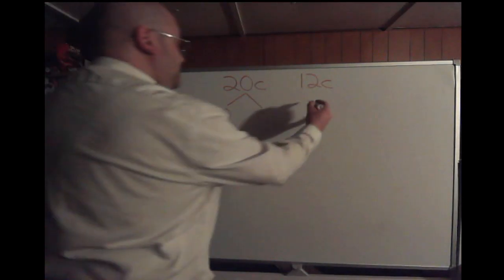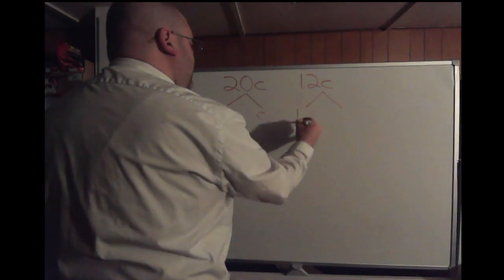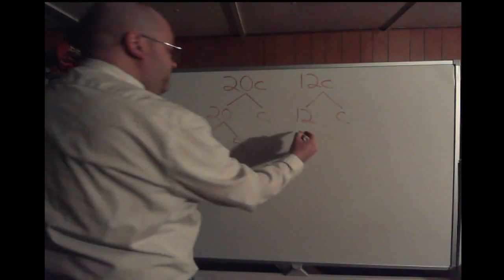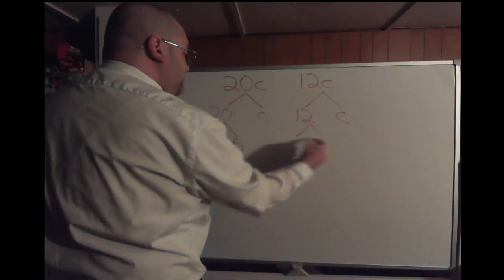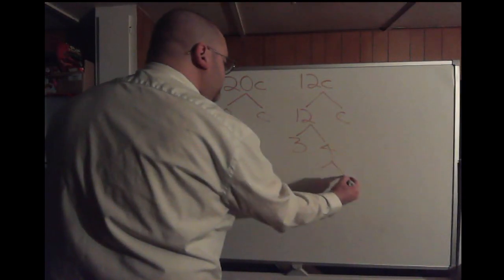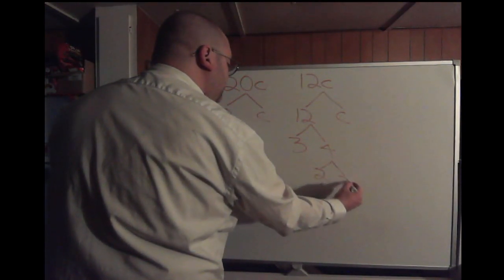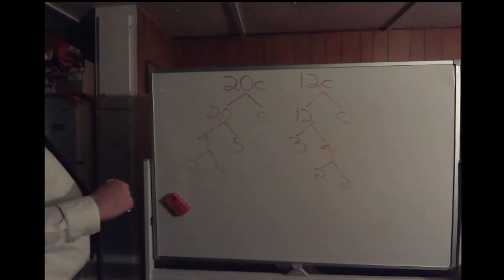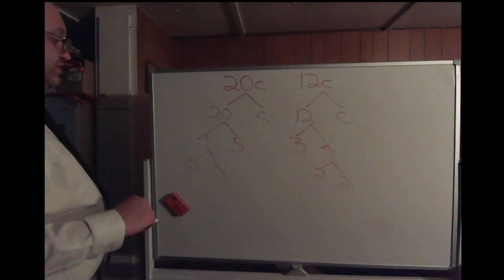How about 12C? Well, of course, you'll have 12 and C. We can break 12 down into 3 and 4, which 4 will break down into 2 and 2. All right, so we've done the prime factorization of both 20C and 12C. Now, let's look for any common factors.